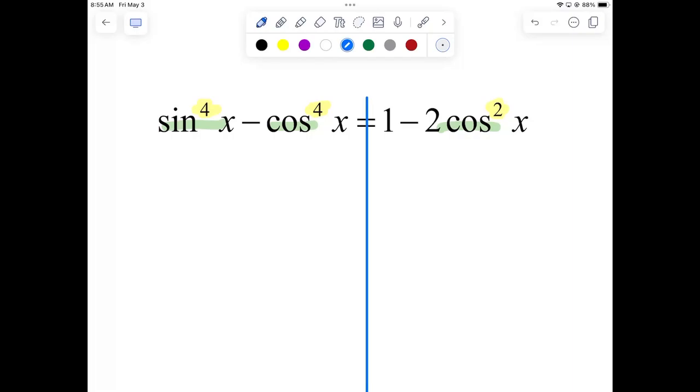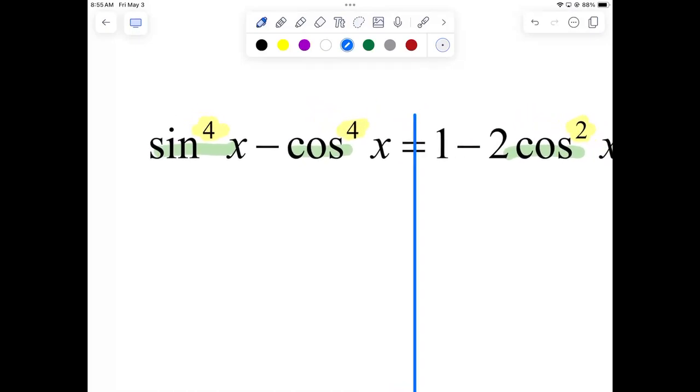Well, we can do some algebraic techniques, right? We can combine like terms. We can divide out common factors. We can expand something by multiplying it out. We can factor something, okay? And we can also replace something with an identity. That's the powerful thing, and we have to know when to do that.